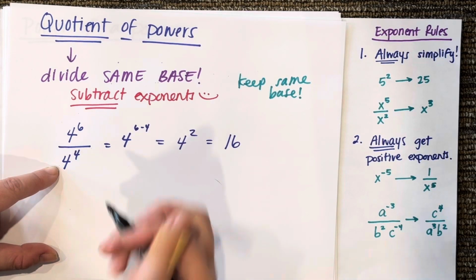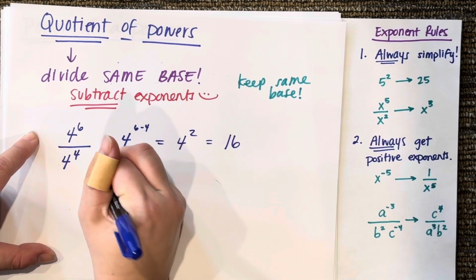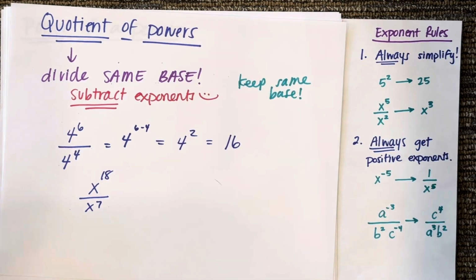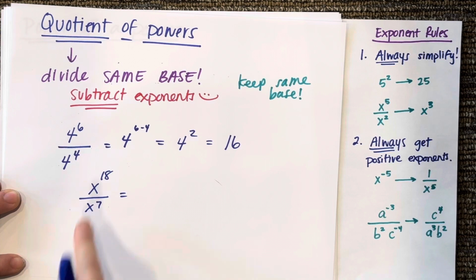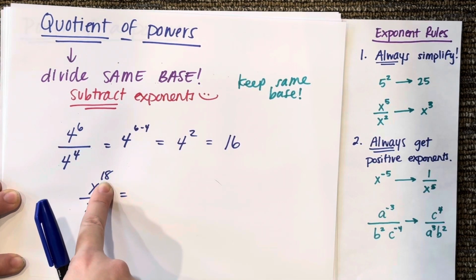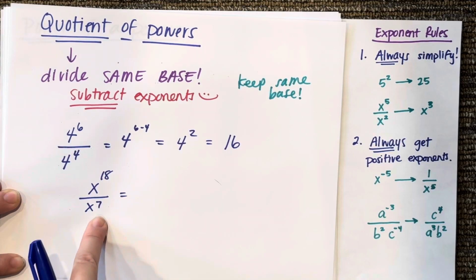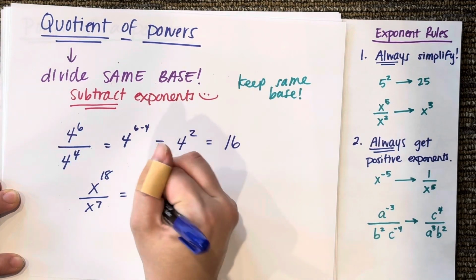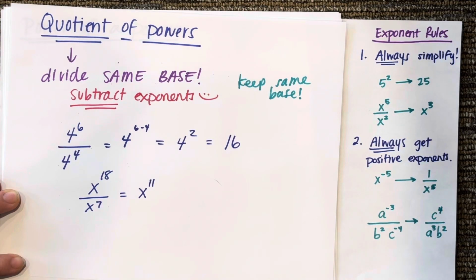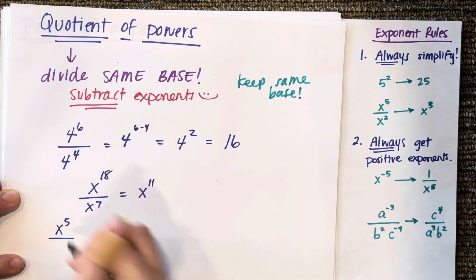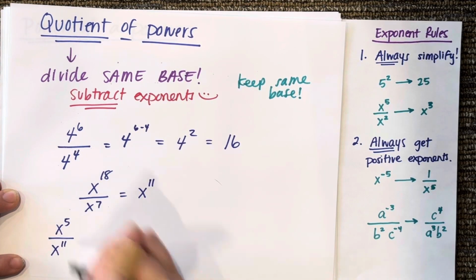Okay? I could have x to the 18th divided by x to the 7th. And this is saying, okay, I'm dividing the same base of x. I'm going to subtract my exponents. Numerator minus denominator. 18 minus 7 is 11. So this should be x to the 11th power. Okay, I could give you a trickier one. That's x to the 5th divided by x to the 11th.